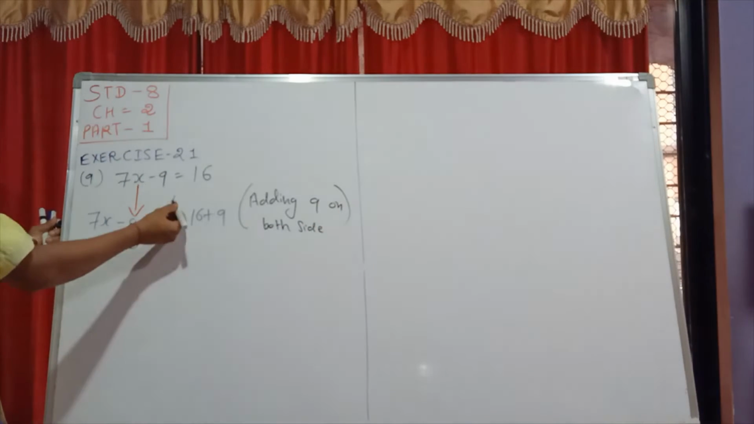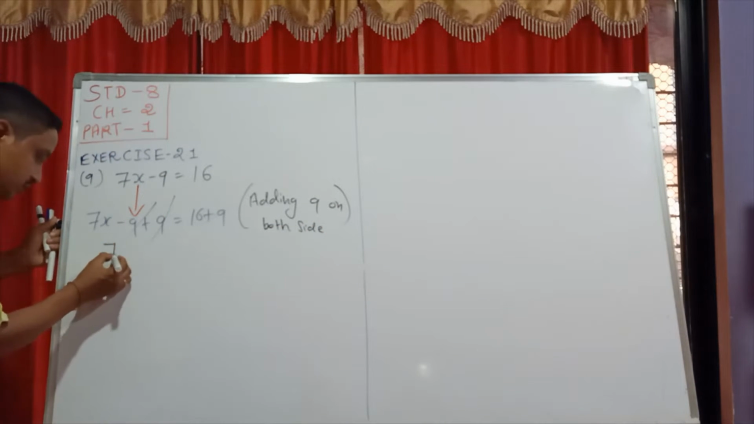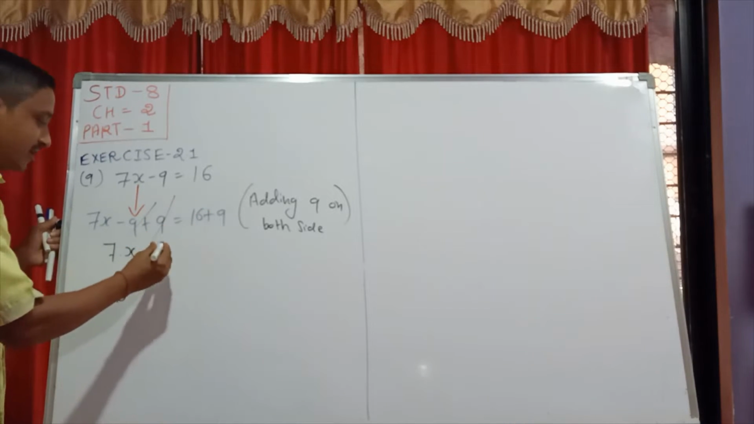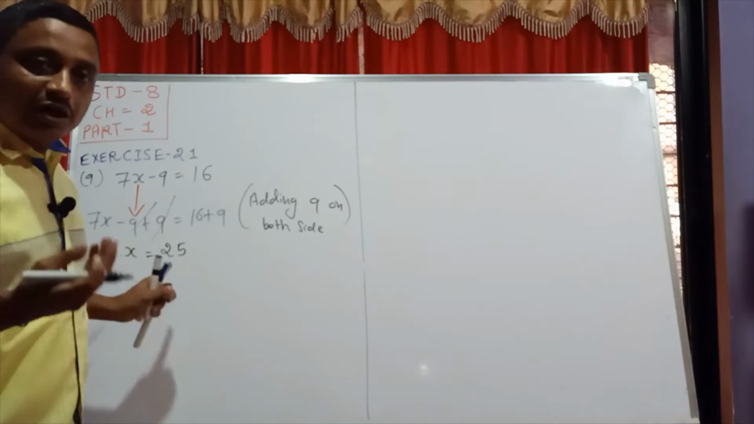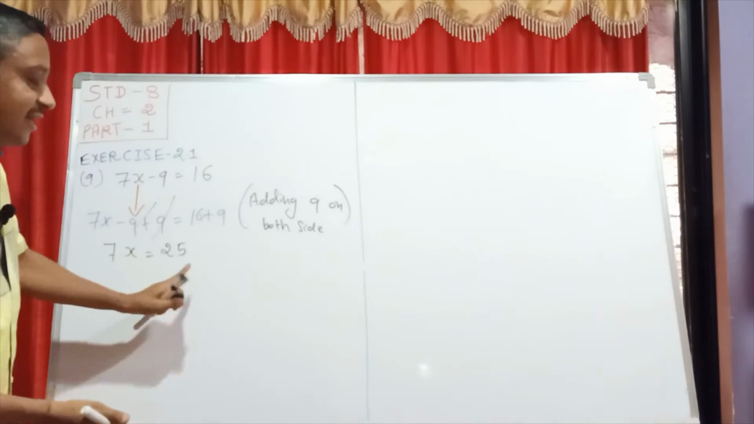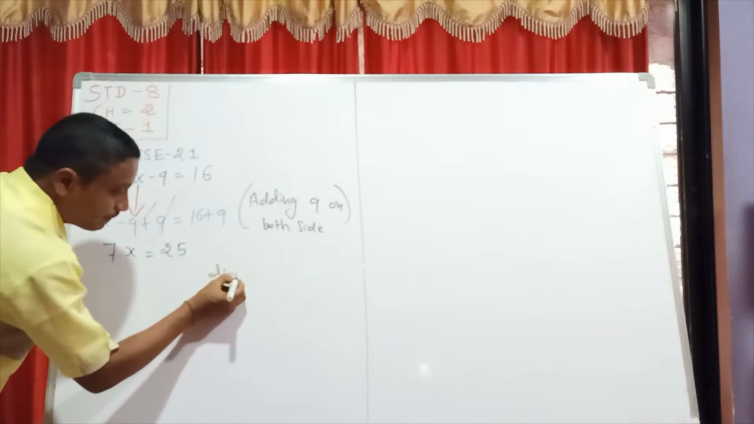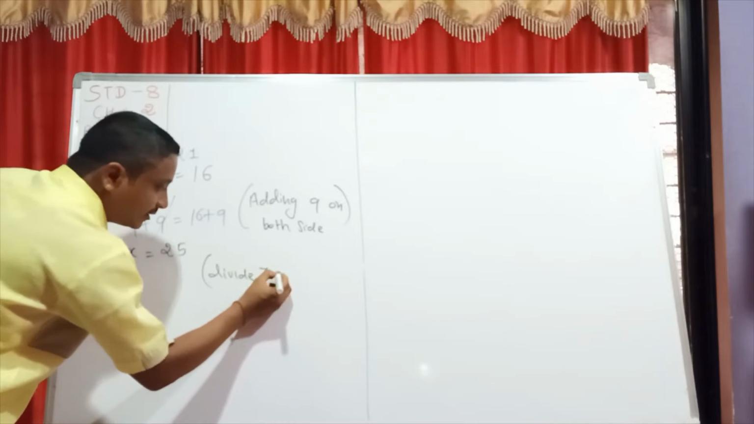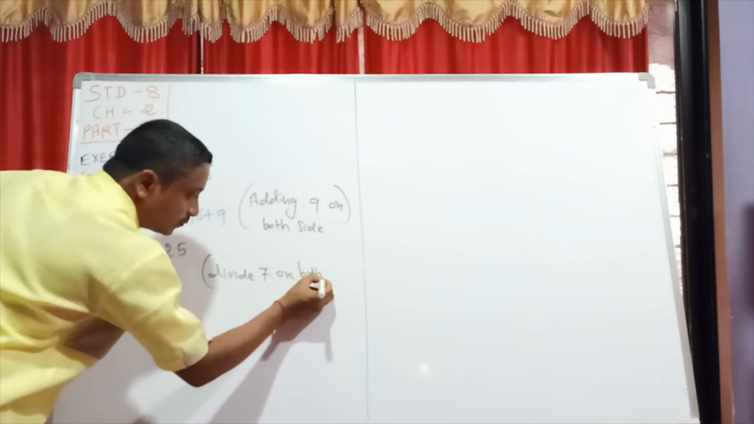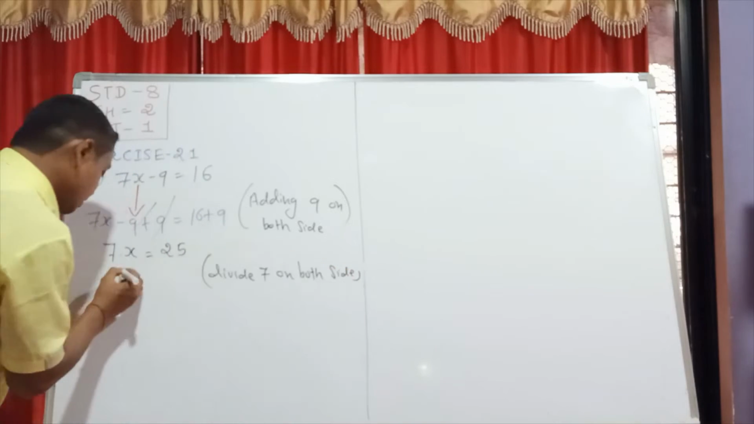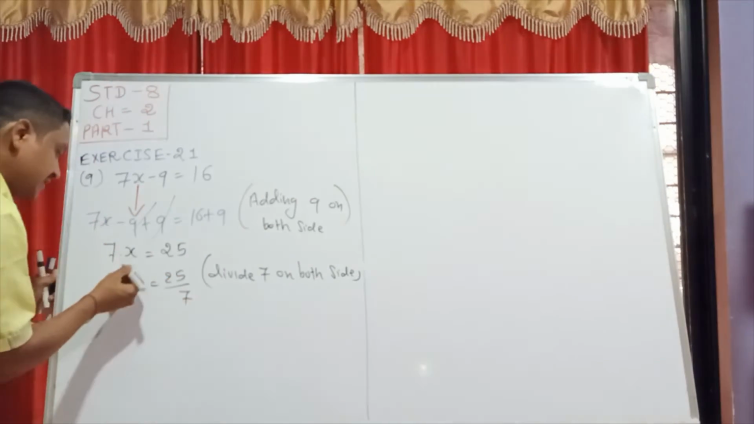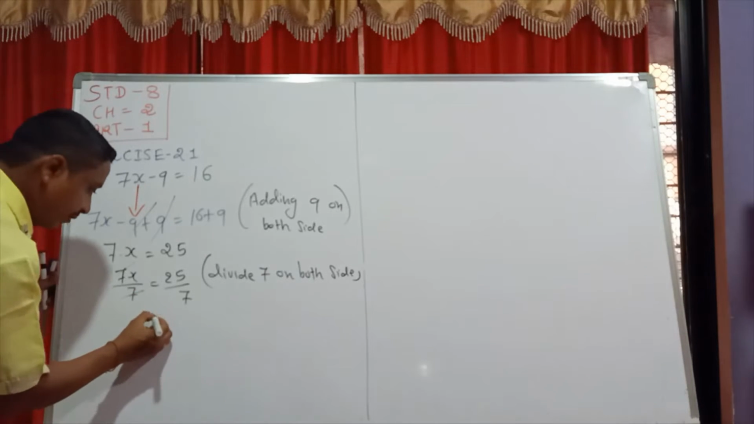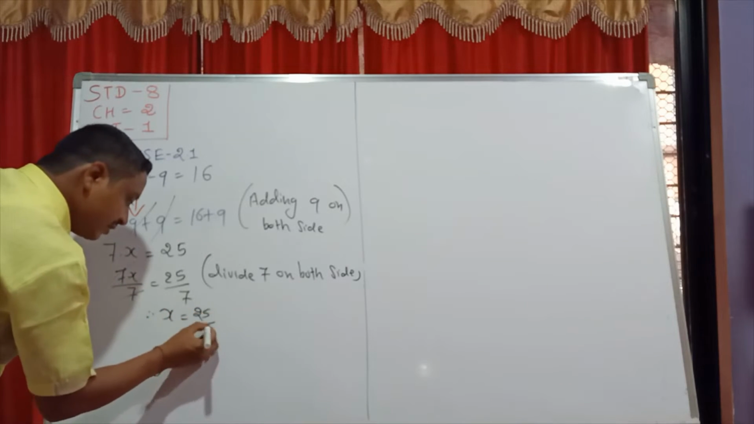So this 9 and this 9 are gone. Only you have 7x. And how much? 16 plus 9? Yes, it is 25. Now what to do for obtaining only the x value? Yes, dividing by 7 on both sides. Divide 7 on both the sides. So here 7x divided by 7 and 25 divided by 7. 7 and 7 are gone. Only I have 25 by 7 as my answer.